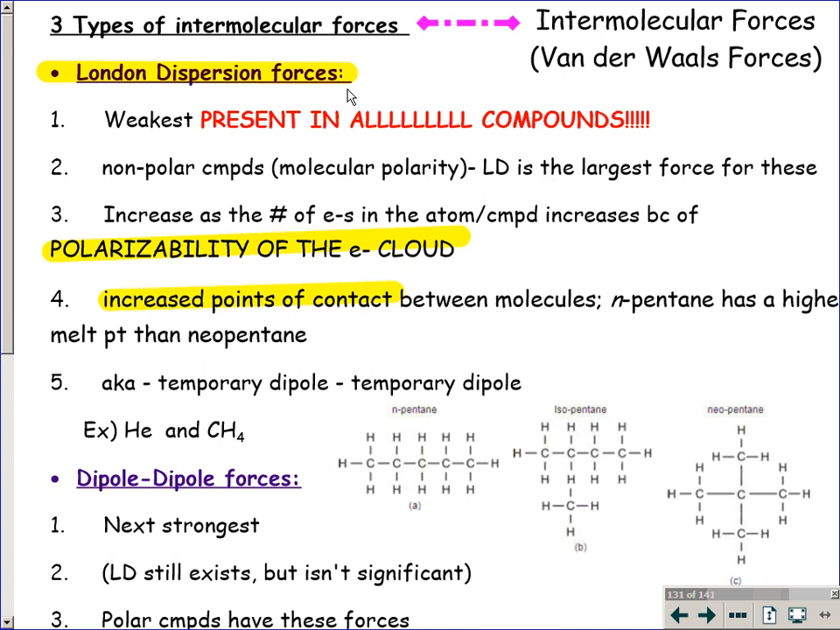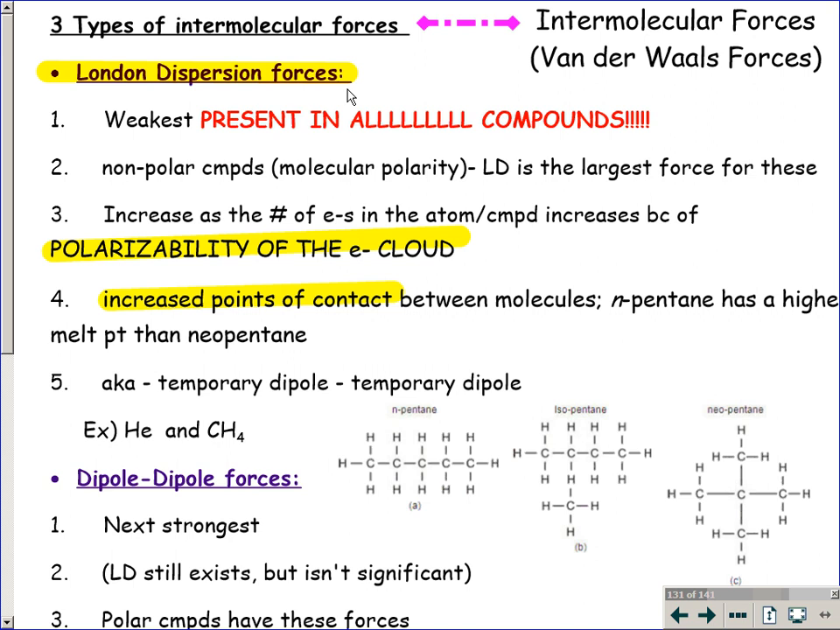So for London dispersion, you know it's the weakest. London dispersion forces are present in all molecules. Check. It's the most predominant force in nonpolar interactions, but it is still possible in all interactions. It's just not the most predominant force. Another thing you should know is the polarizability word. Who are my LDF people when you were jigsawing?